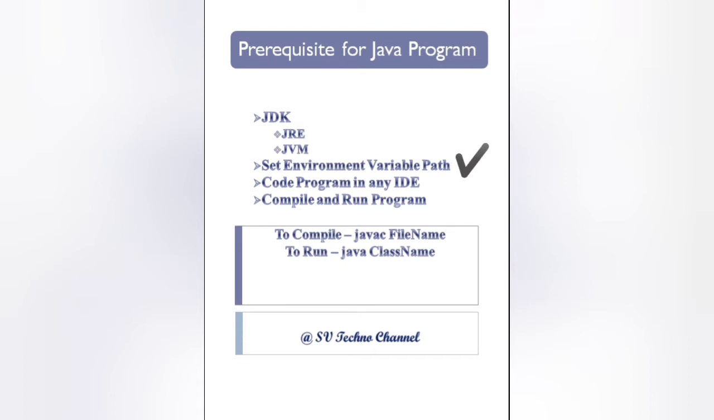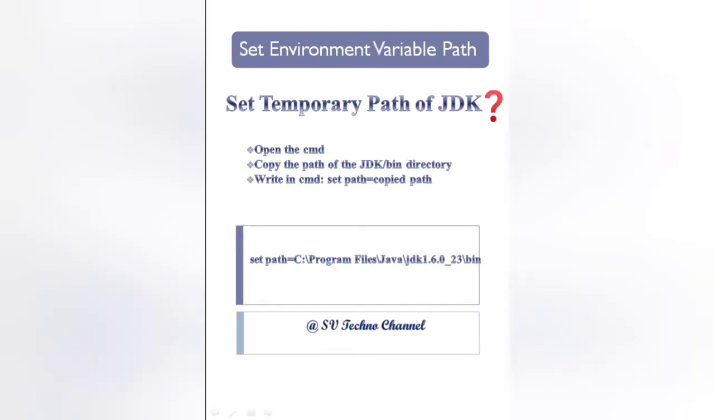The next step required to write and run the Java program is you need to set the environment variable path. You can set the path in two ways. The first way is temporary and another way is permanent. So for the first way, for setting the temporary path of JDK, you need to follow these steps. First you need to open the command prompt. After that you need to copy the path of JDK bin directory, and after that you need to write the command prompt set path equal and the path which you copied from your computer.